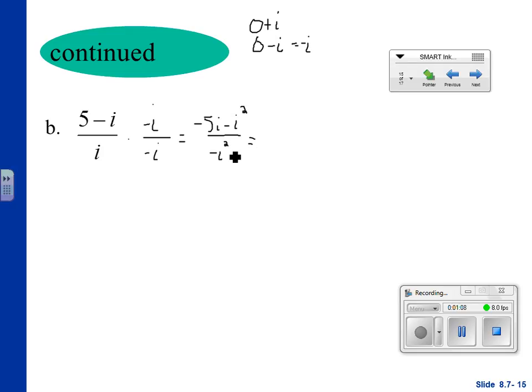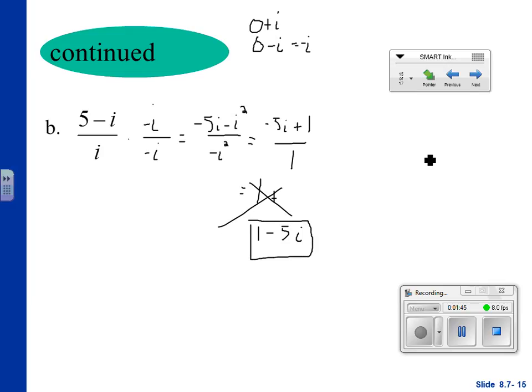So if we have i squareds, those become negative 1, so this changes to negative i minus a negative 1, so that changes to a plus 1. And negative i squared, again, changes to a positive 1. Or another way of writing this would be to put the real part first. I would do 1 minus 5i, because if you divide this by 1, we get 1, you divide this by 1, we get minus 5i. And that would be our final answer. No i's in the denominator, so no roots in the denominator.